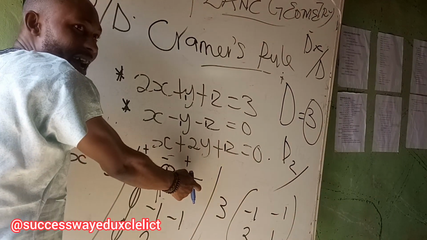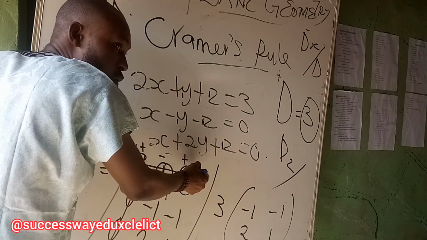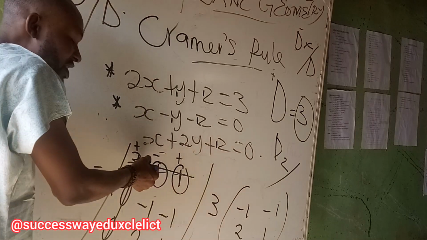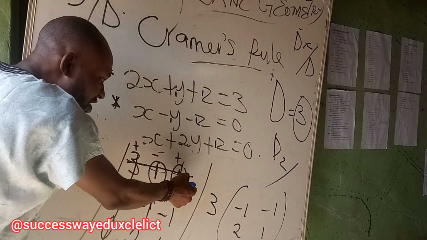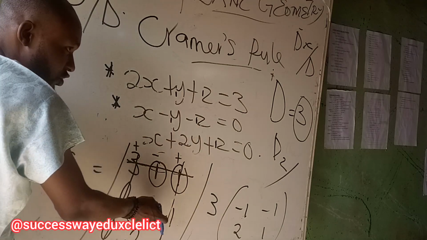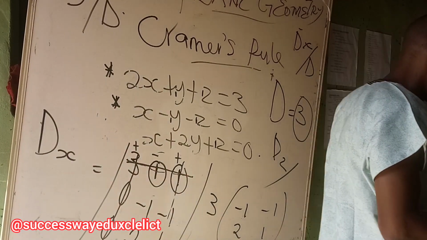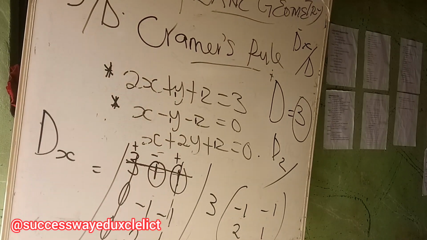You go down to the third element, which is 1. You delete the row to which that element belongs, and you also delete the column to which that element belongs. What are the elements remaining, known as your minor? 0, -1, 0, and 2. Then you solve for your 2 by 2 matrix.